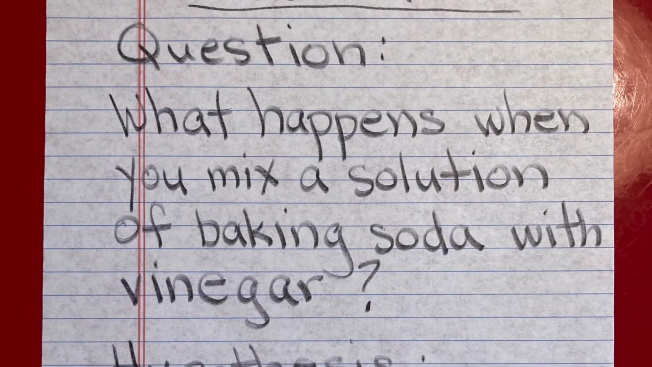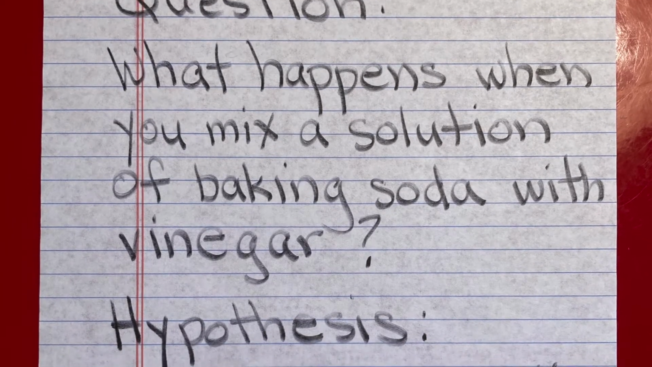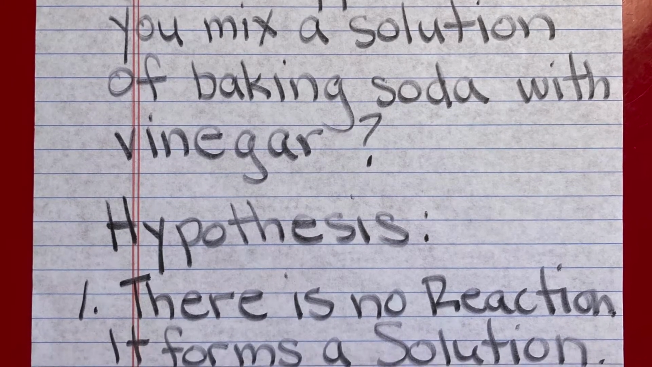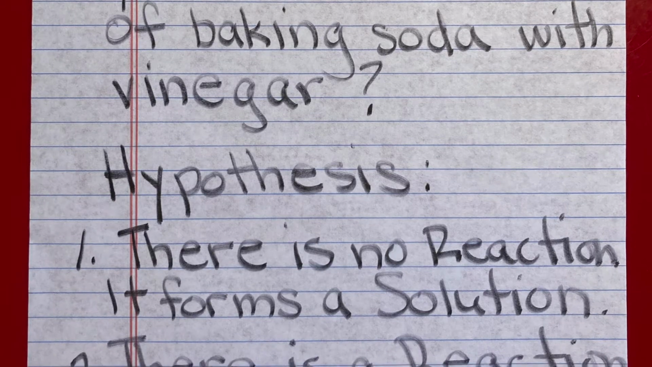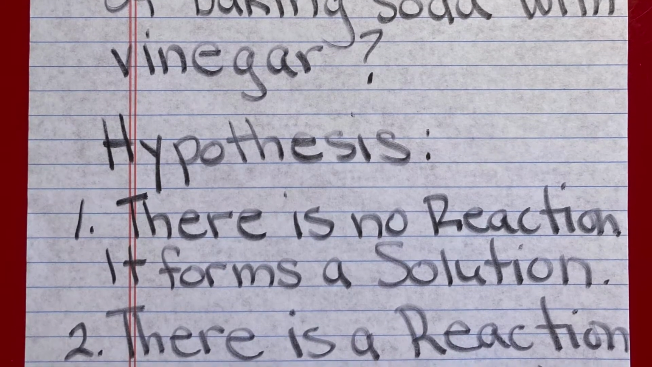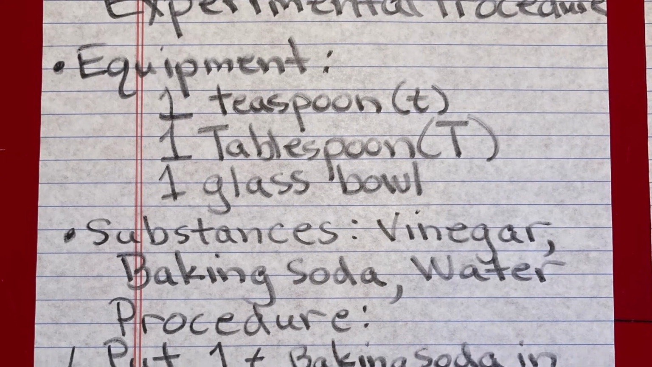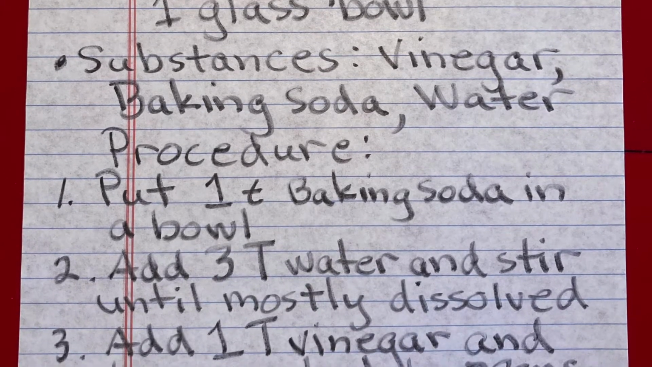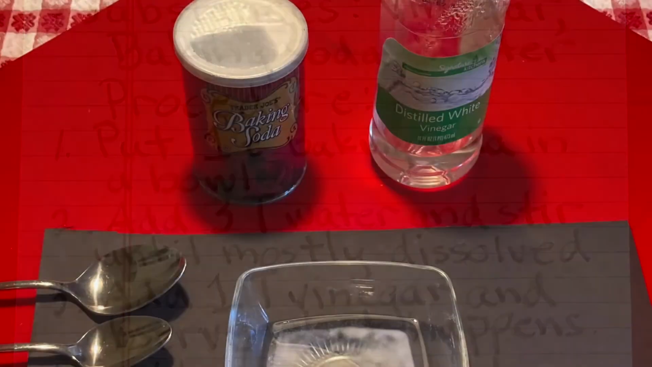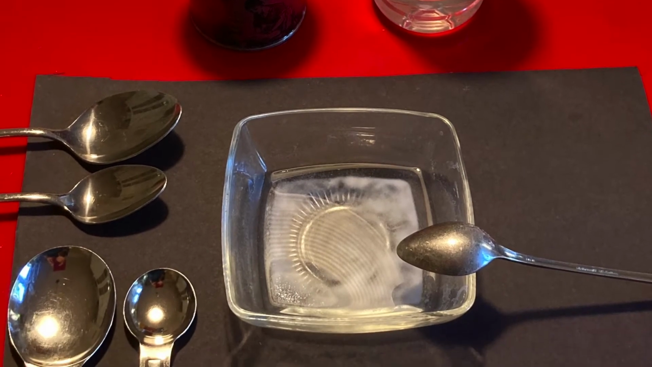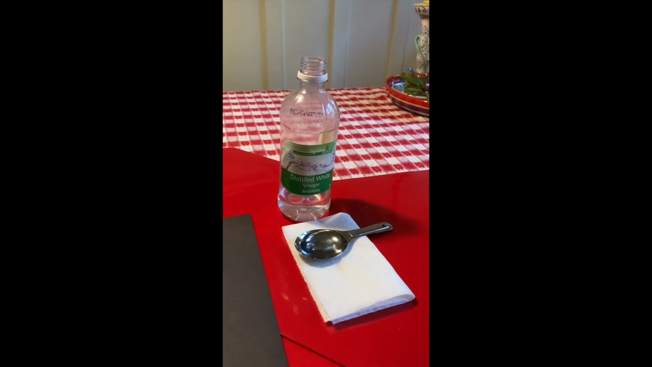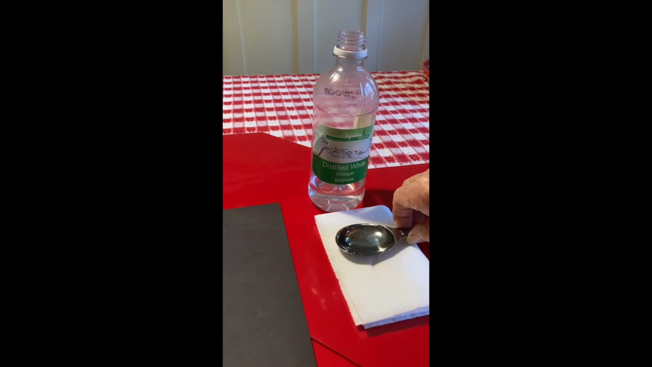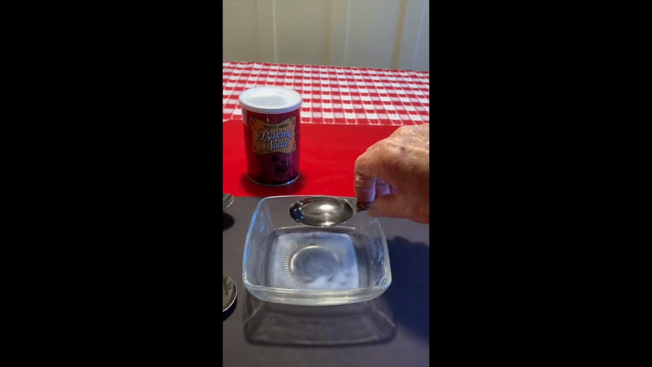Using our scientific method, we ask, what happens when you mix a solution of baking soda with vinegar? We have two hypotheses: that there's no reaction we can see, that it forms a solution, and the second is that there is a reaction. Let's see what happens. So I'm going to put a teaspoon of baking soda in a bowl, add 3 tablespoons of water and stir until it's mostly dissolved. Then add 1 tablespoon of vinegar and see what happens. Okay, scientists and engineers, now I'm going to put 1 tablespoon of vinegar into the mixture of baking soda.